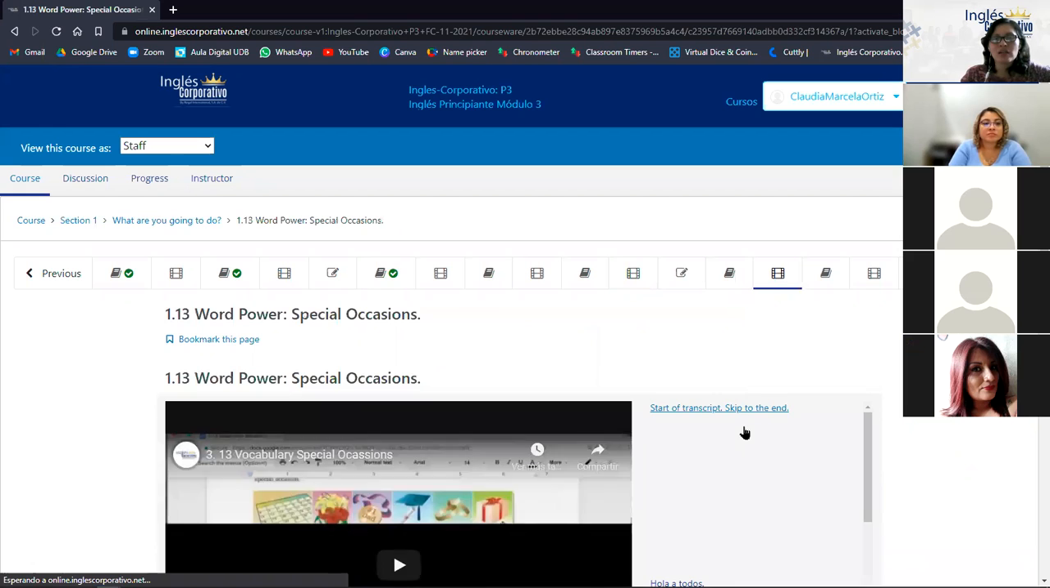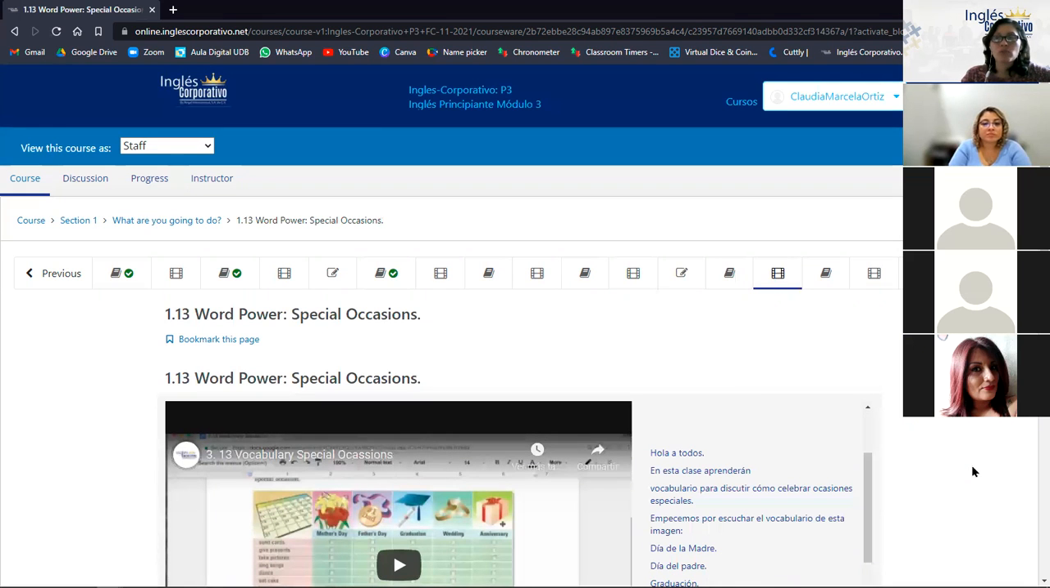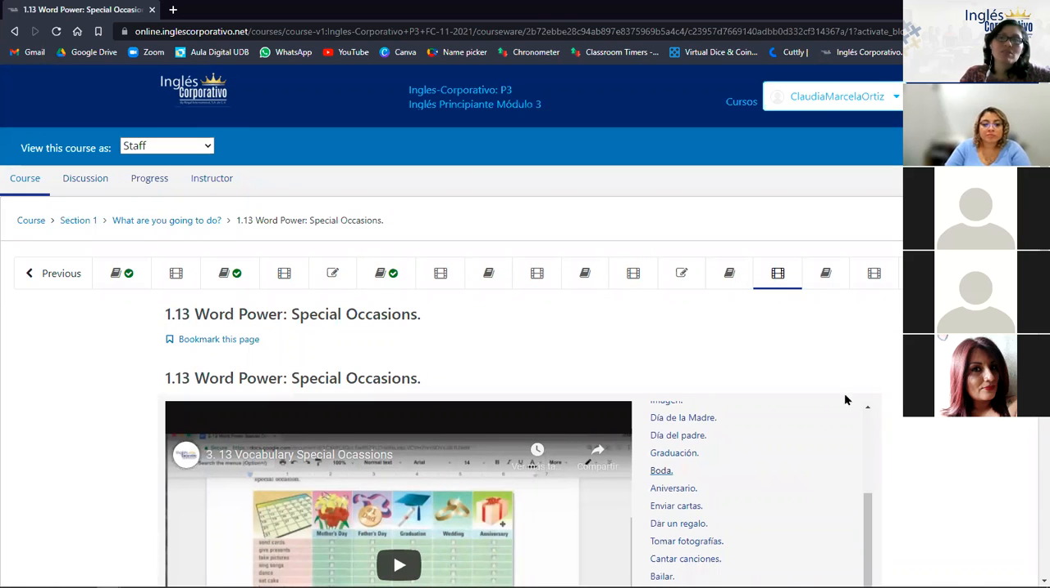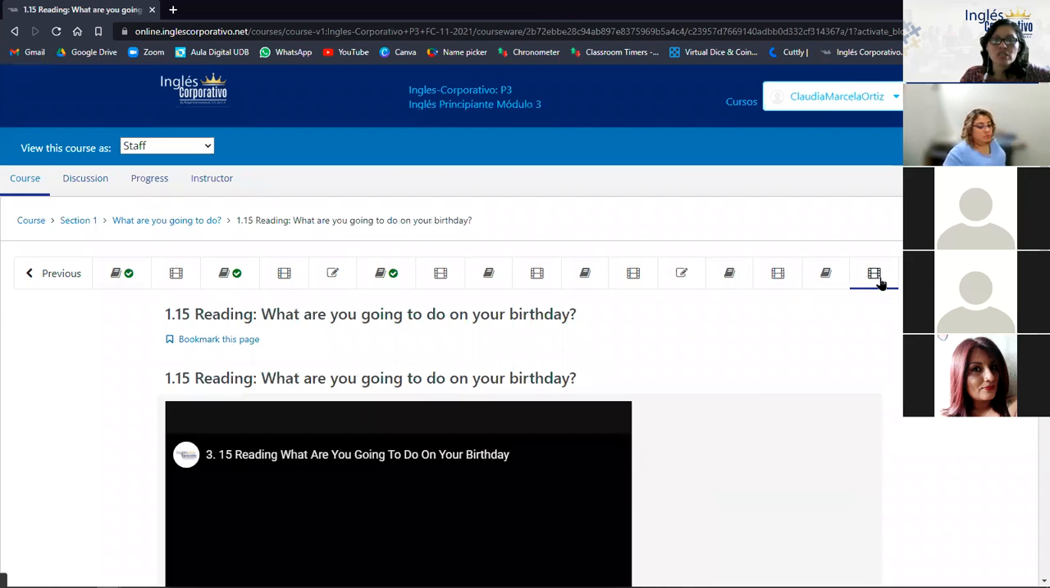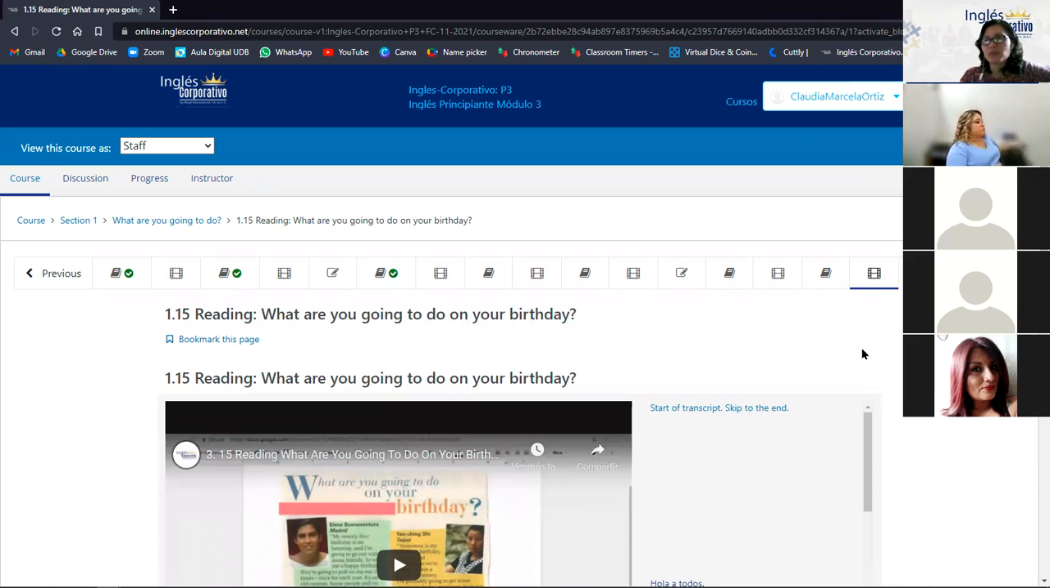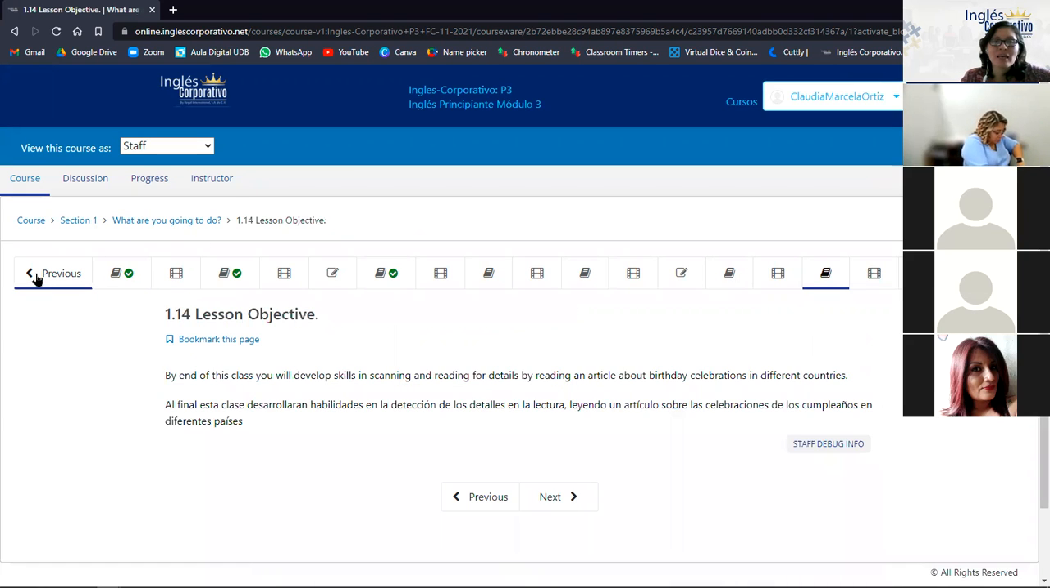And then we're going to talk a little bit about vocabulary, about special occasions. We're going to be mentioning some of them. And finally, we're going to end the section with a reading exercise: What are you going to do on your birthday? So probably for this one, we're going to have more participation from your end. And that's going to be here.